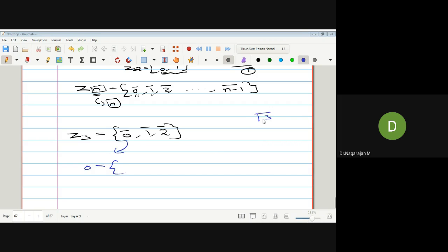So starting element 3, here 3, 1 times 3, therefore 0. So what is the next element? Multiple of 3. Next 1 into 3, 3; 2 into 3 is 6. Therefore 6 is another element, therefore a 0. So what is the next element? 9. 3 into 3, 9.